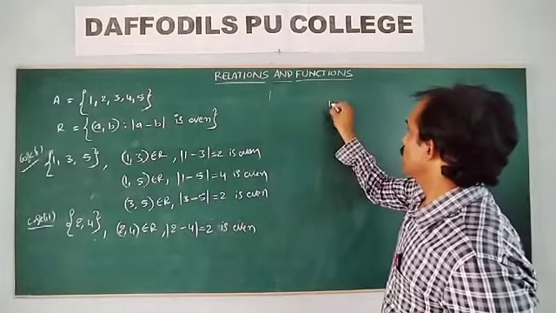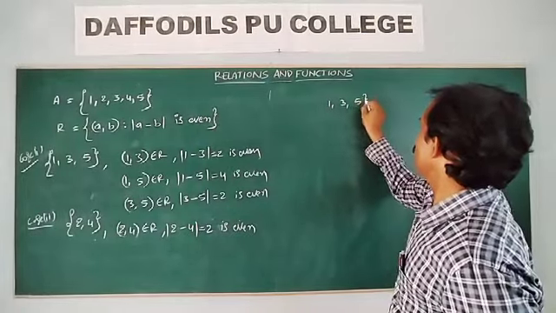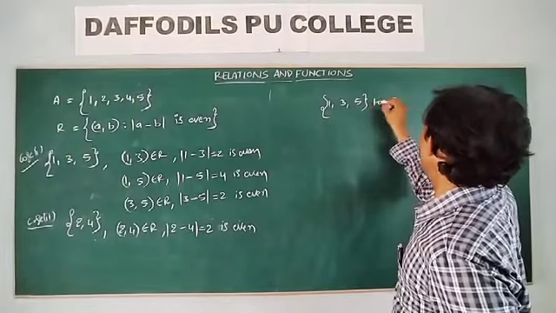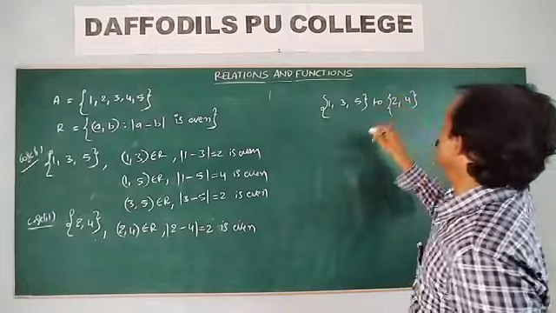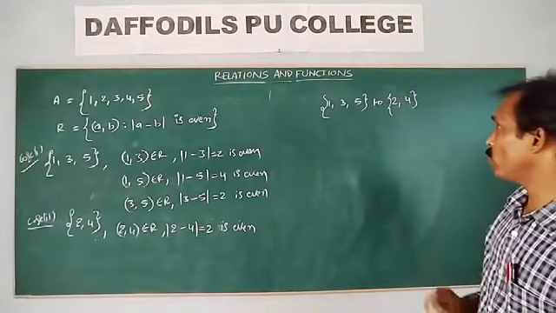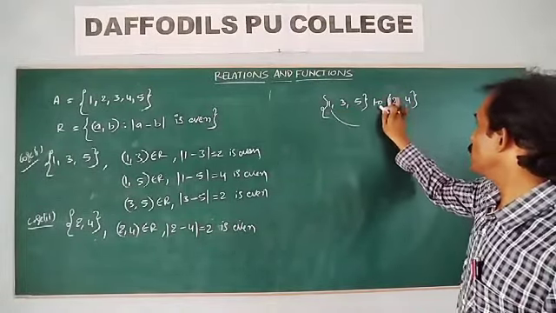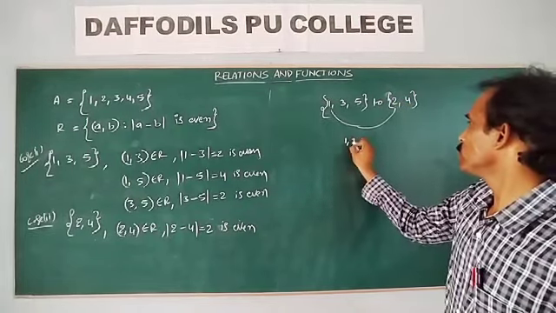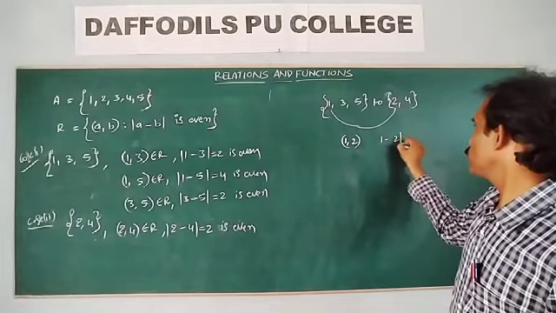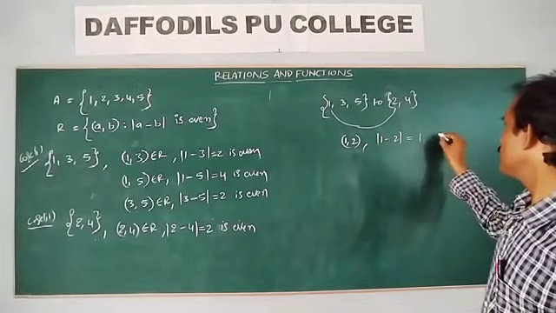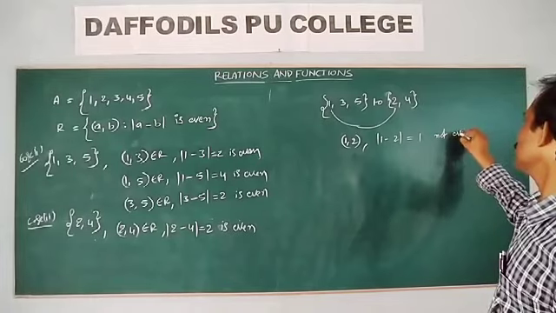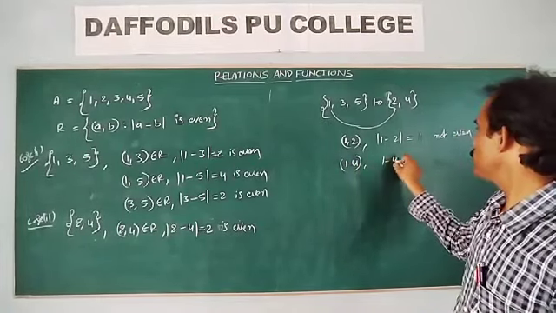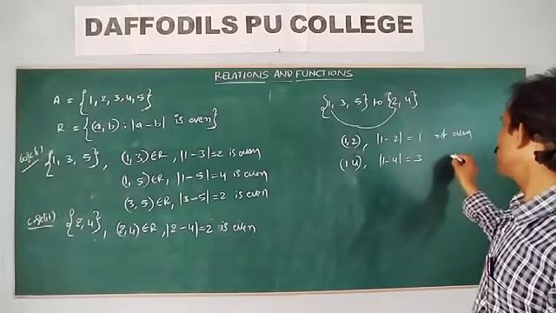See, no element of 1, 3, 5 is related to 2, 4. Suppose, for example, take these two: 1, 2. 1 minus 2 is equal to 1, it's not even. Right. 1, 4: 1 minus 4 is equal to 3, not even.